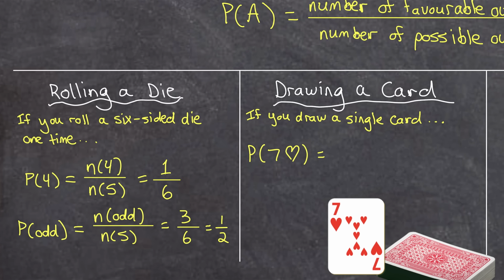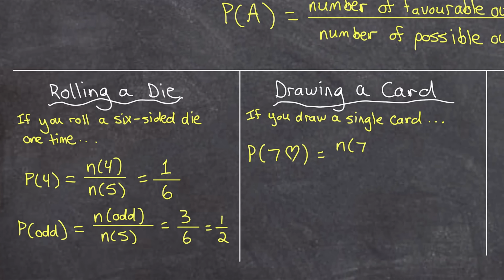The theoretical probability of it being a 7 of hearts, we would do the total number of 7 of hearts that are in the deck of cards, divided by the total number of possible outcomes, so the total number of cards in our sample space. Well, there's only one card that is a 7 of hearts, and there are 52 total cards in the deck of cards, so there's a 1 out of 52 chance of being dealt the 7 of hearts.